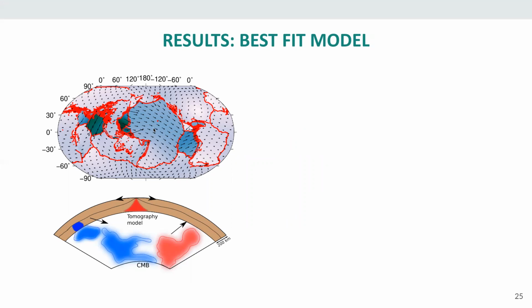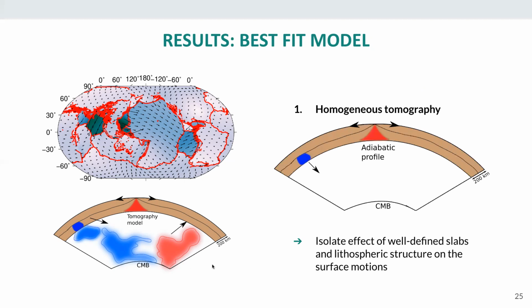Our GEM model, the best fit model, includes heterogeneity in the top 200 kilometers, where we use a better definition of lithospheric structure and slabs and mid-oceanic ridges. And it also includes the tomography model that has a diffused heterogeneity below 200 kilometers. But in order to understand the contributions from different parts of this model, we selectively remove different contributions.